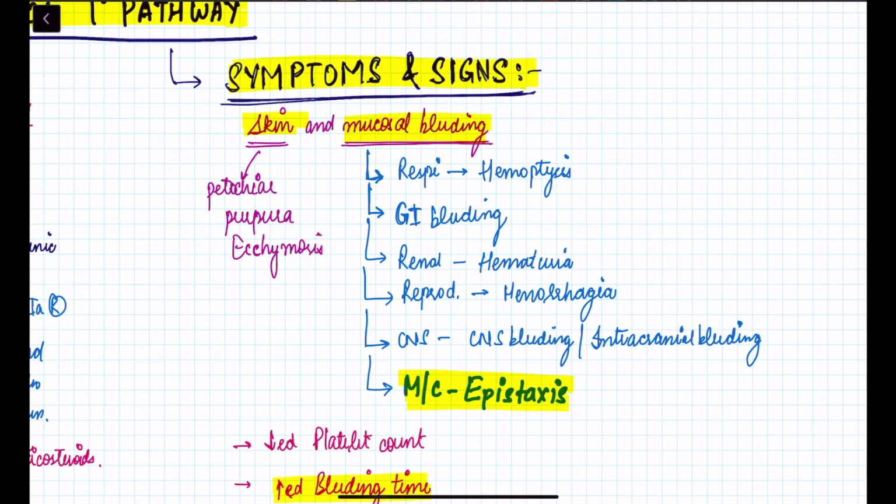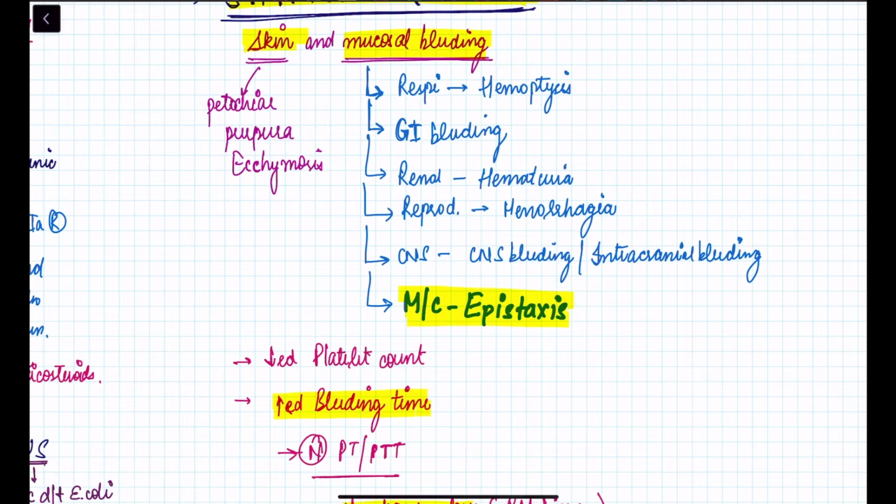Apart from that, we'll see mucosal bleeding, and you can remember it by just recalling every system and what symptom there is if there is bleeding in the mucosa. In the respiratory system, you'll have hemoptysis. In GI, you'll have GI bleeding. In the renal system, there will be hematuria. In the reproductive system, there will be menorrhagia. In CNS, we'll see intracranial bleeding. The most common one is epistaxis, or nose bleeding.